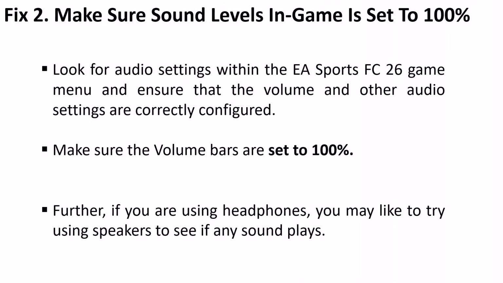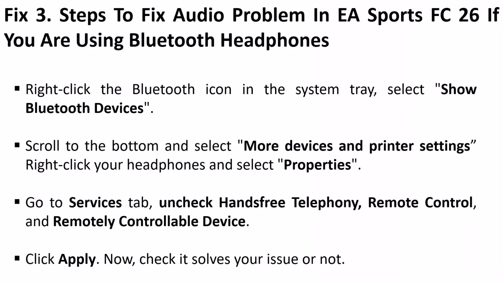Fix 2 is to make sure your sound levels in game are set to 100%. So look for audio settings within the EA Sports FC26 game menu and ensure that the volume and other audio settings are correctly configured. Make sure the volume bars are set to 100%. Further, if you are using headphones, then you may like to try using a speaker to see if any sounds play.